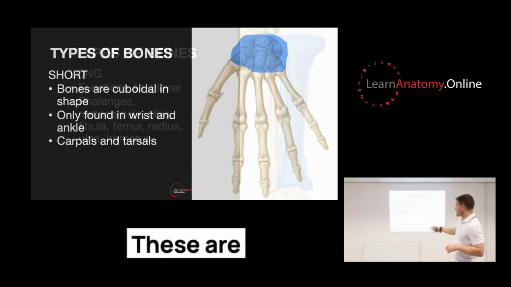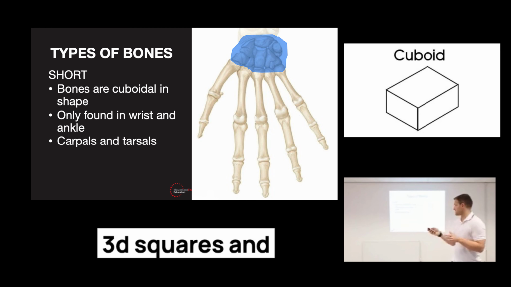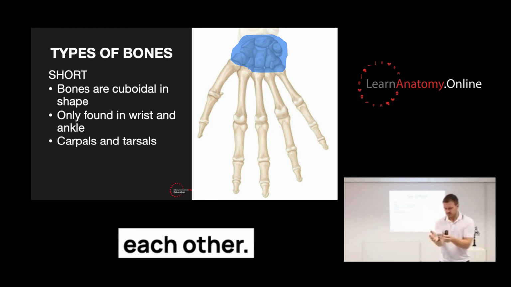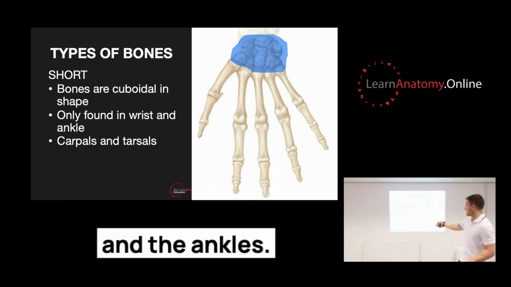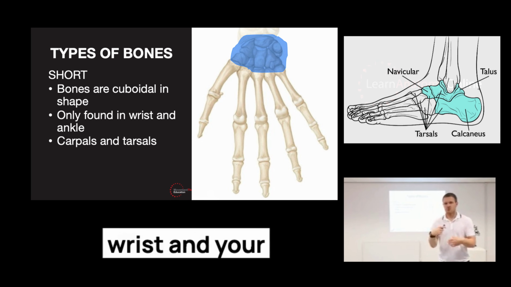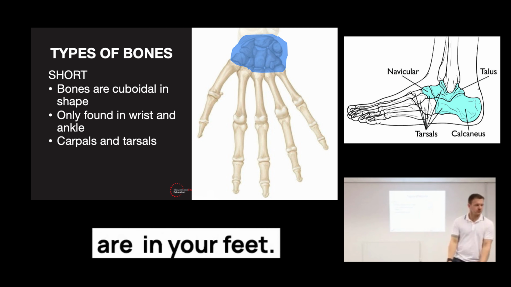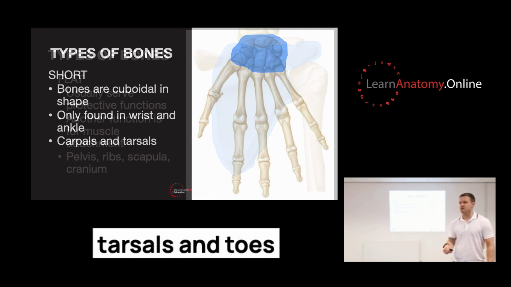Short bones, these are cuboidal, so they're shaped like squares, basically like 3D squares, and they glide across each other. You get those in the wrist. If you have a look at those, they're only found in the wrist and the ankles, and they're called your carpals, which are the ones in the wrist, and your tarsals, which are in your feet. The way that I remember that is tarsals and toes.